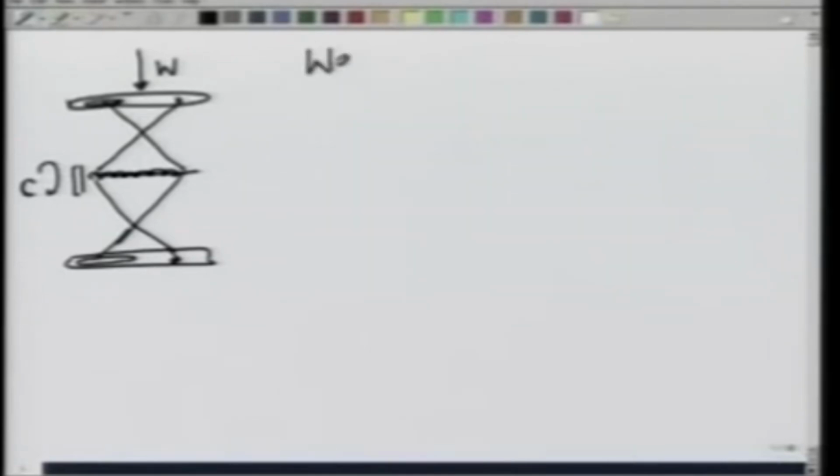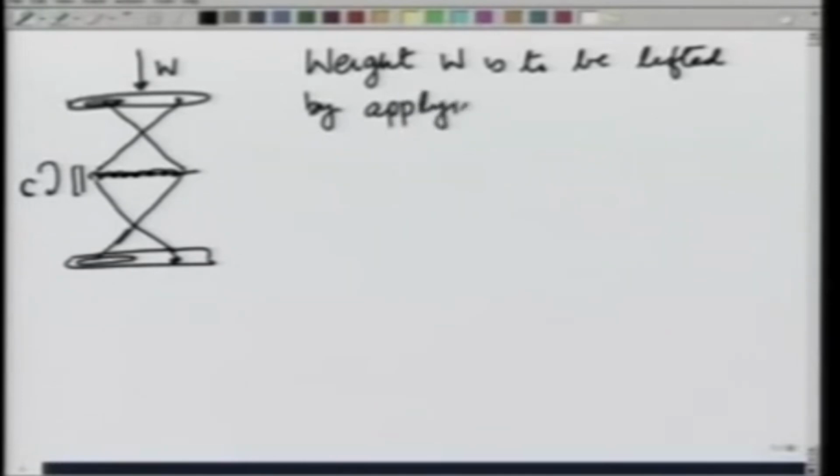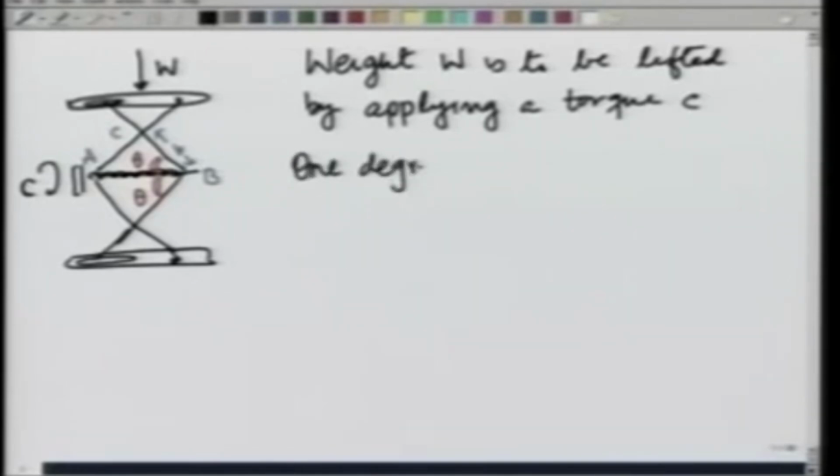So the weight W is to be lifted by applying a torque C. You are given that this angle is theta and so is this, and this length is B. Let us also call these points A, B, C. You can again see that there is only 1 degree of freedom, and that is angle theta.